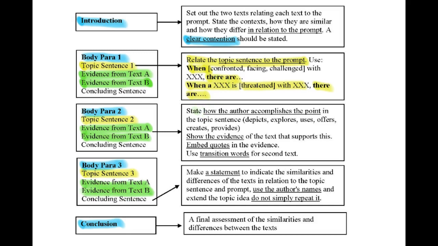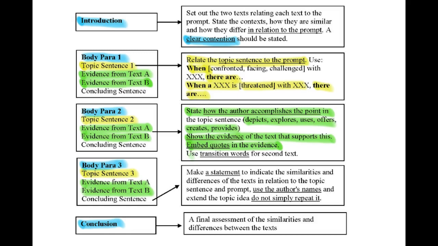And when we're giving the evidence, we want to follow the format of first saying how the author accomplishes whatever point we're making in the topic sentence. So we want to use keywords like depicts, explores, uses, offers, creates, provides, those kind of words. After that, we then show the evidence from the text using our knowledge to show how the author is accomplishing that point. Within that evidence, we want to ensure that we're embedding lots of quotes within the sentences.